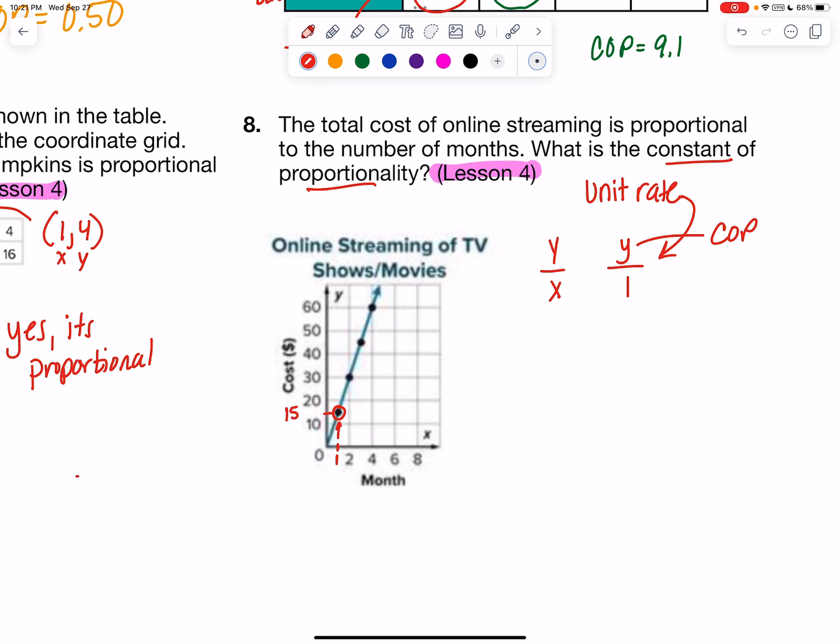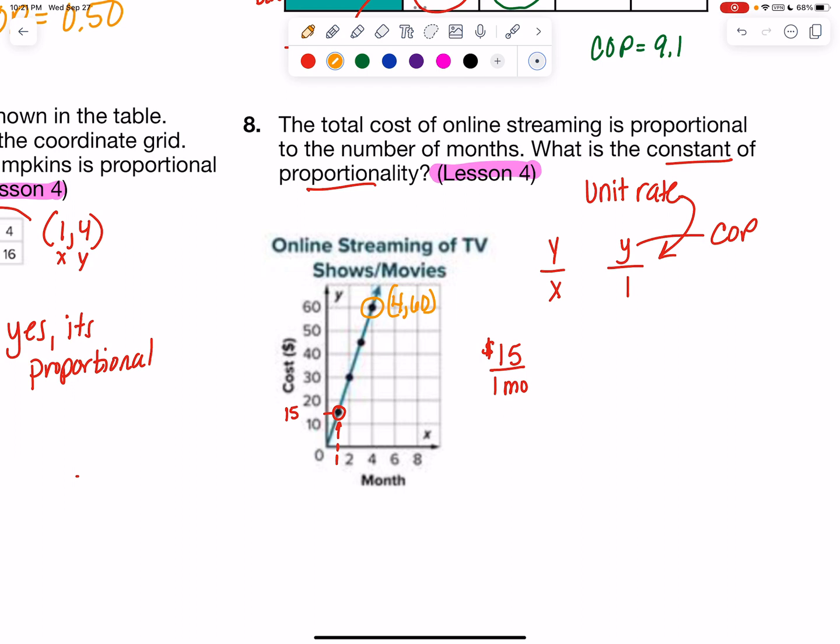Okay. But let's go ahead and look at another ordered pair just to make sure. So I think it's $15 per 1 month, but let's check. Okay. So I'm going to go to this one. This is ordered pair (4, 60). Okay. And let's go ahead and find the unit rate.